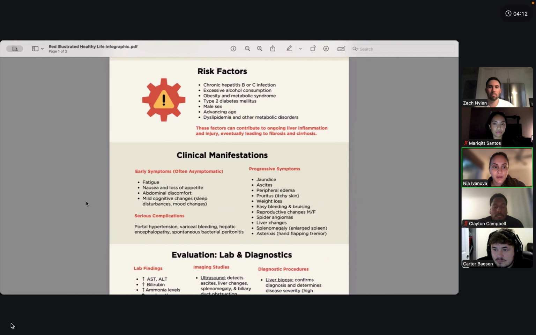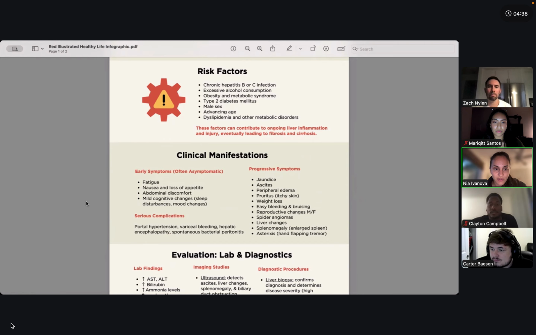Progressive symptoms or late symptoms you'd see in more advanced disease are jaundice, ascites, peripheral edema, pruritus, weight loss, easy bleeding and bruising, reproductive changes in men and women, such as amenorrhea in women and testicular atrophy in men, and spider angiomas.